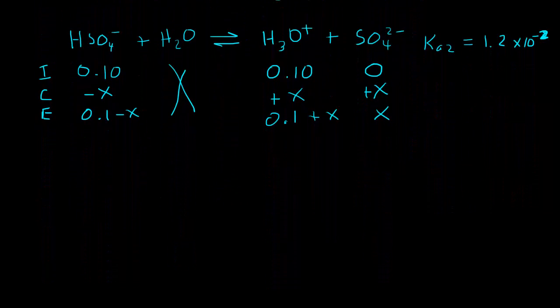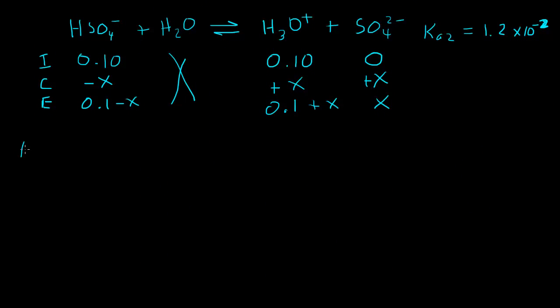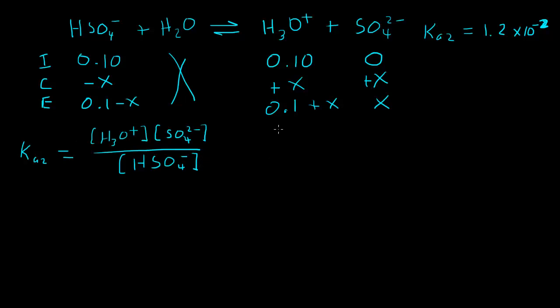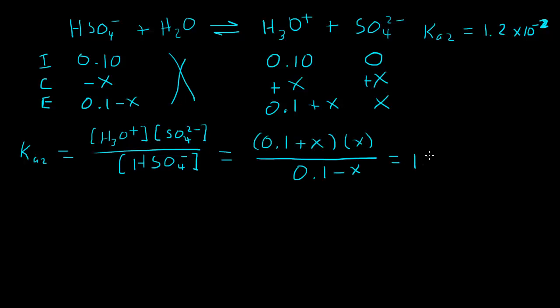So let's make some more room down here, and let's do the math. So we've got Ka2, which is products over reactants. So there's our acid dissociation constant expression for this reaction. And we know that equals 1.2 times 10 to the minus 2. So let's substitute in my E-line values, because these concentrations are equilibrium concentrations, because this is the Kc, the equilibrium constant for this reaction. So products are 0.1 plus x and 0.1 minus x. And that's supposed to equal 1.2 times 10 to the minus second. Now we have an algebra problem to solve. We want to solve for x.